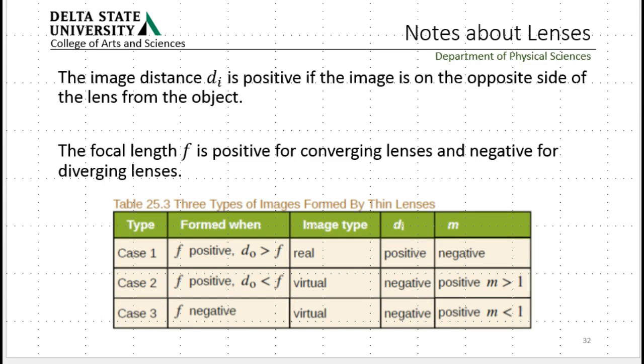Alright, that's it for our first segment on thin lenses.